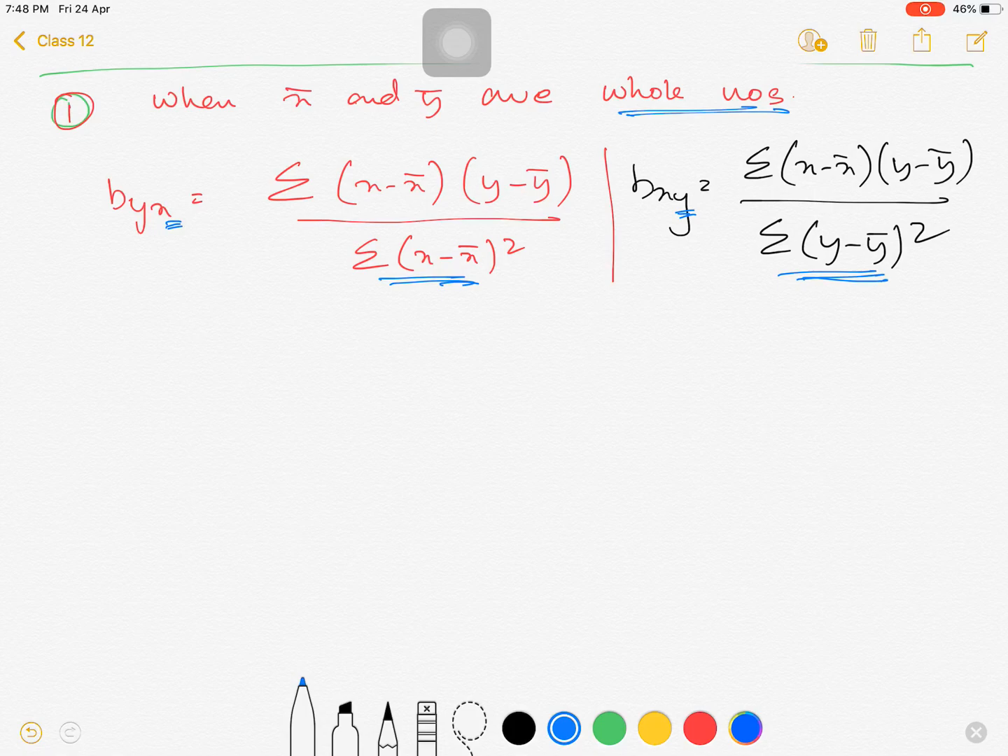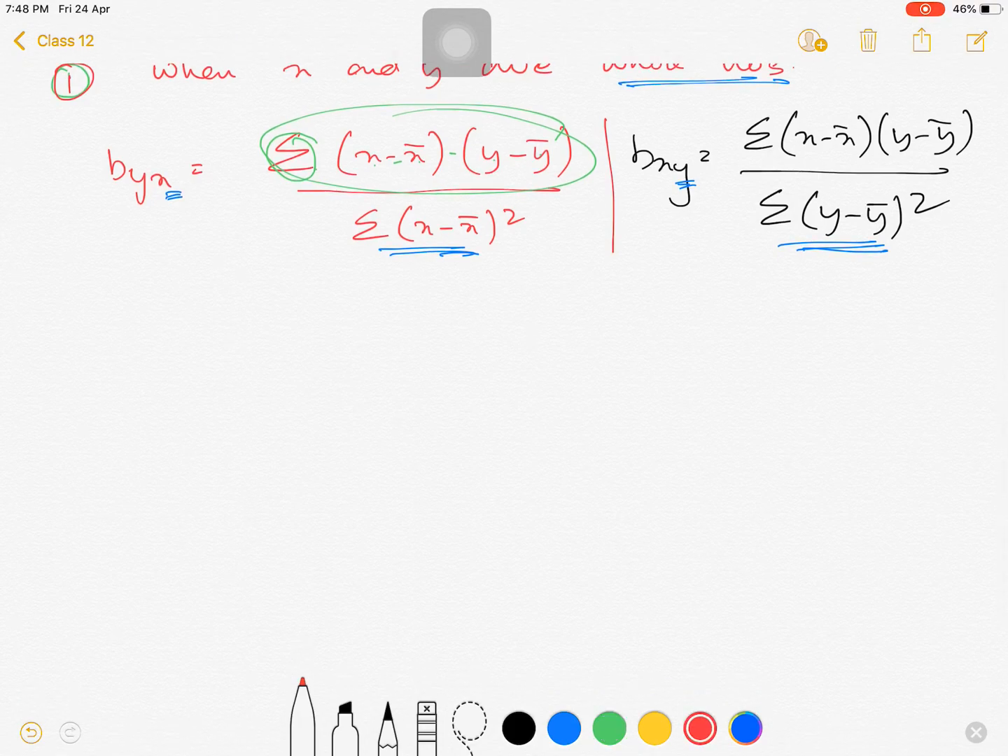Okay. By the way, what is the meaning of summation like this one? What does summation x minus x bar mean? First, you have to subtract x bar from x, y bar from y, and then multiply them and total. This is the total of the product of x minus x bar and y minus y bar. Don't worry, I'll teach you how to find these when I do sums. Okay, that's formula number 1.